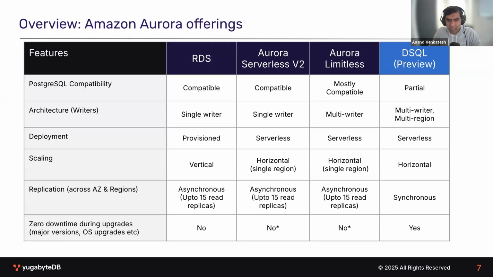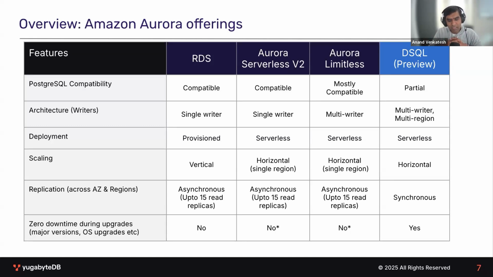While serverless is great for scaling up and scaling down quickly, a thing to note is that scaling down to 0 could cause cold start latency issues. That is something to be aware of. Let's go to scaling. RDS allows manual vertical scaling, while Serverless introduces auto horizontal scaling for reads, and Limitless improves on that with horizontal scaling for read and writes within a region. And DSQL supports horizontal scaling across regions for both reads and writes.